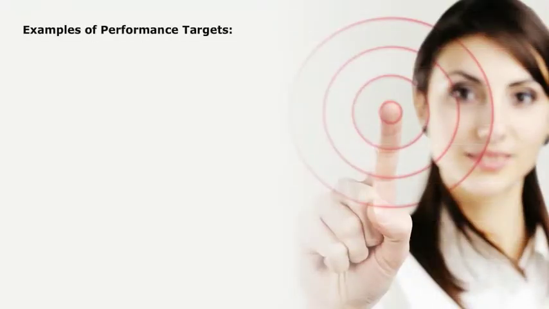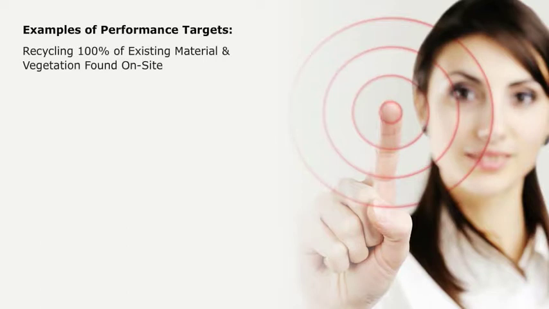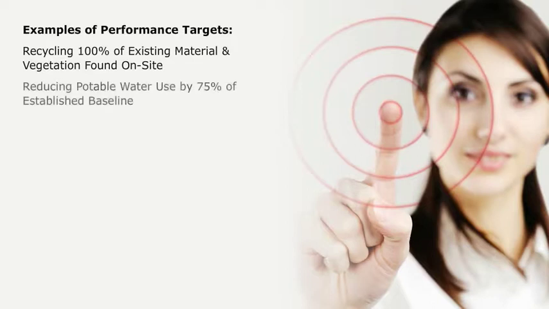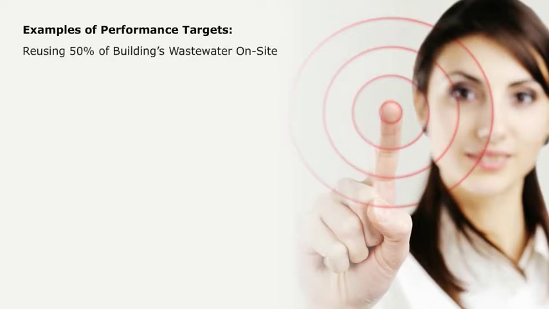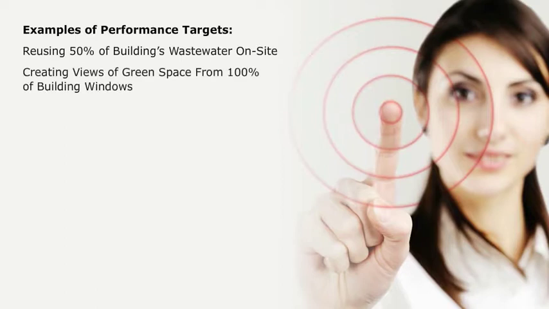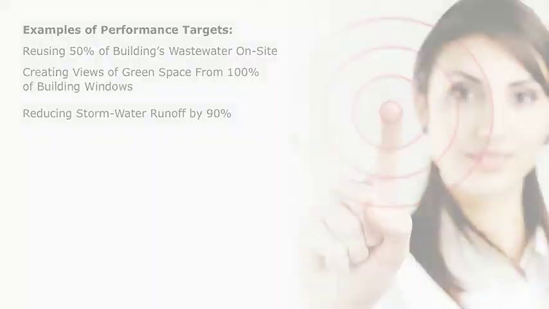Examples of performance targets include reusing or recycling 100% of the existing materials and vegetation found on site, reducing potable water use by 75% of the established baseline, locating 100% of the soil displacement and disturbance on areas of the site degraded by previous development, reusing 50% of the building's wastewater on site, creating views of green space from 100% of the building windows, and reducing stormwater runoff by 90%.